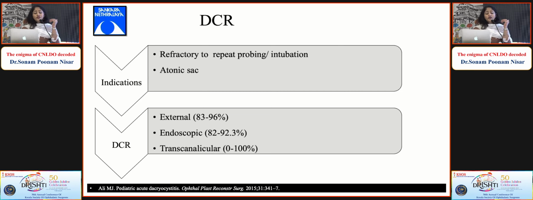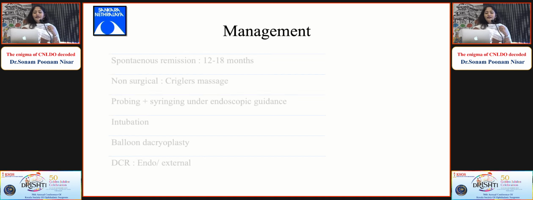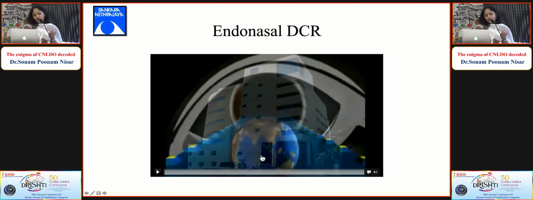Now you can choose to do an external, endoscopic or even a transcanalicular DCR in a child. So do not hesitate. The only thing is you need to use a pediatric endoscope if you're planning to do a pediatric endo DCR. And there are a few things that you must know. Maybe that is beyond the scope of this class.